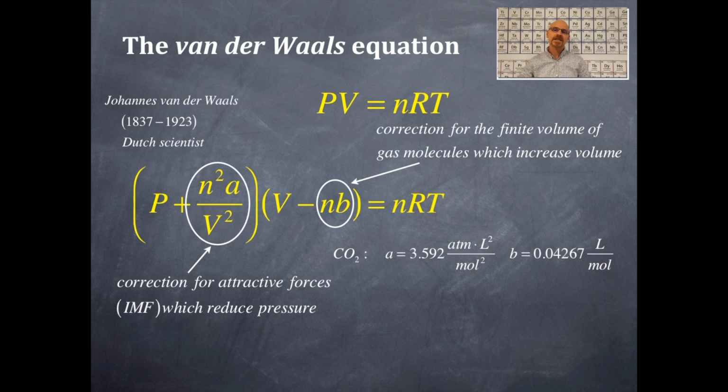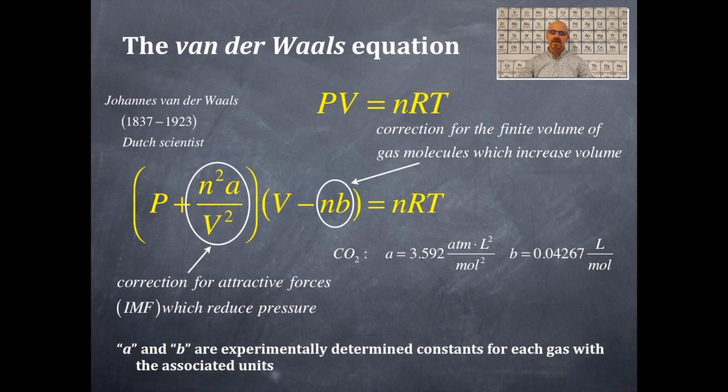Now each gas has its own set of two constants. A and B are constants for those specific gas molecules. For carbon dioxide, the constant for A is 3.592 atmospheres liters squared divided by moles squared, and the constant for B is 0.04267 liters per mole. These values you can look up in the Handbook of Chemistry and Physics, the CRC in other words. They are experimentally determined constants for each gas, and those units allow us to cancel out the units for this equation. So it ties in very nicely.